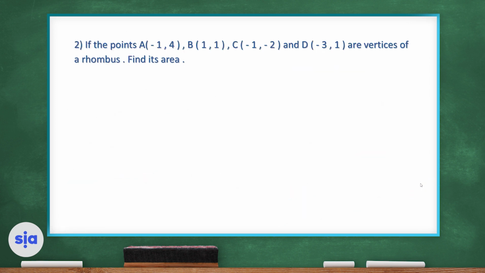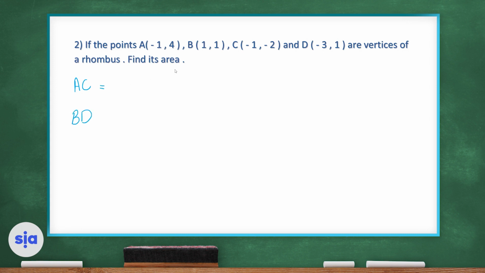Question 2. If points A, -1 and 4, B, 1 and 1, C, -1 and -2, and D, -3 and 1 are vertices of a rhombus, how can we find its area? First of all, we need to remember what is the area of a rhombus. The area of a rhombus is half multiplied by diagonal 1 times diagonal 2. How can we find the diagonals of the rhombus? The diagonals of the rhombus are AC and BD.